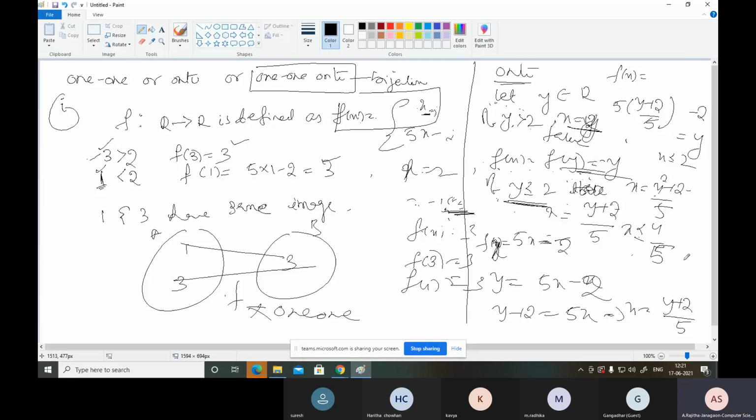So thus, f is onto, but since f is not 1-1, for every image there exist 3 preimages. That's why f is onto, but not 1-1.